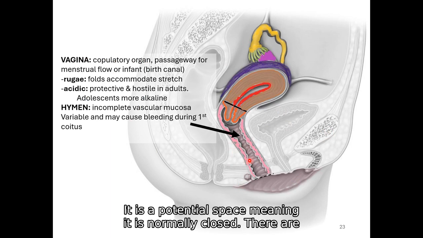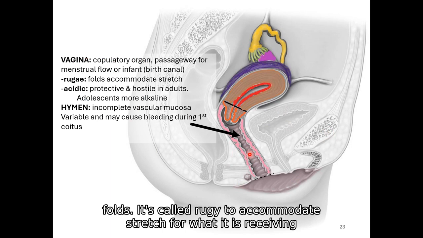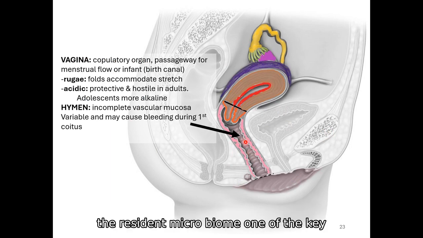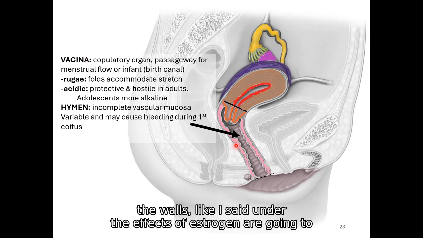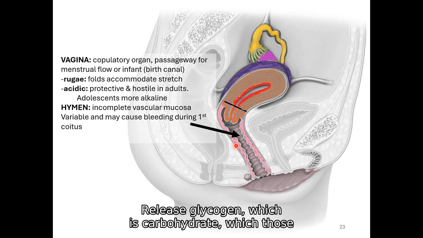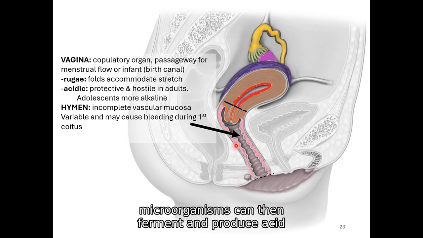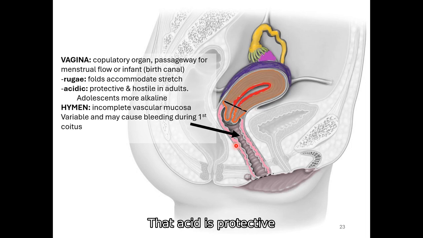It is a potential space, meaning it is normally closed. There are folds, called rugae, to accommodate stretch for what it is receiving or exiting. The resident microbiome, one of the key genera of bacteria, is lactobacillus. The walls, like I said, under the effects of estrogen, are going to release glycogen, which is carbohydrate, which those microorganisms can then ferment and produce acid. That acid is protective against pathogens, so STIs.